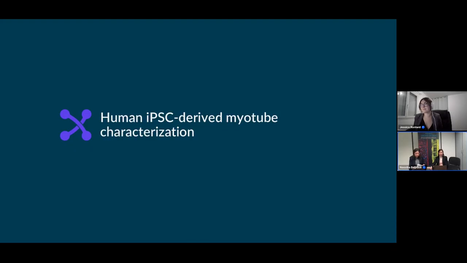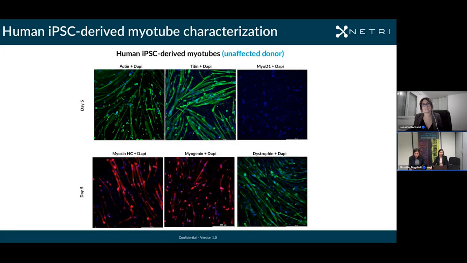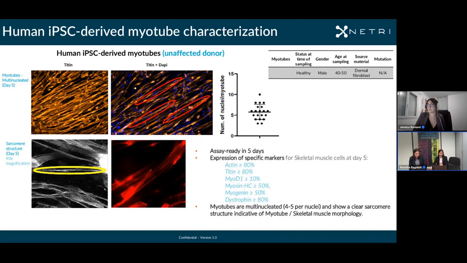Next, I will show you data on monoculture for the myotubes differentiated from iPSCs. Immunofluorescence staining was performed, highlighting the expression of key markers such as myosin, a major component of skeletal muscles, and titin, a muscle cell protein, as early as 5 days in culture. These further images also highlight the presence of multinucleated cells, which are very characteristic of muscle cells.